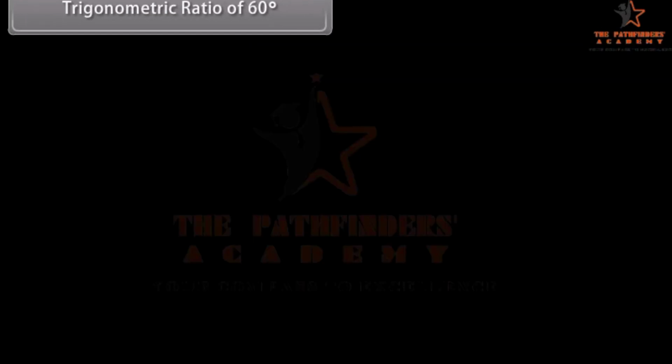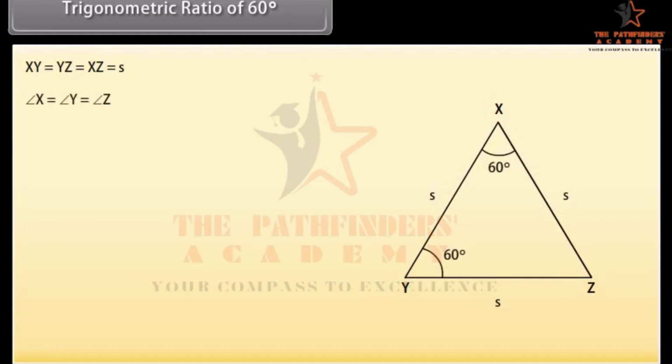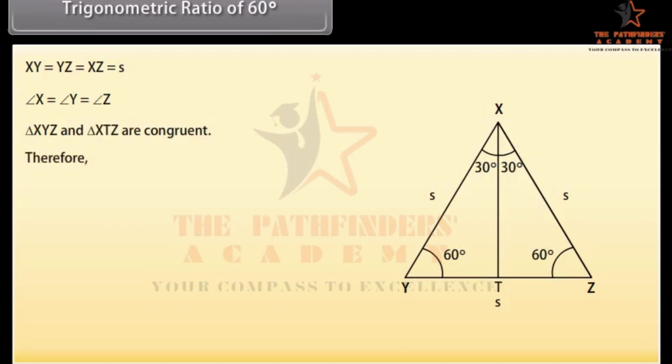Trigonometric ratio of 60 degree. Consider the same equilateral triangle XYZ. Recall that XY is equal to YZ, which equals XZ, which is equal to s. Angle X is equal to angle Y equals angle Z. XT is a perpendicular from vertex X, which intersects side YZ at T. Triangles XYT and XZT are congruent. Therefore, YT is equal to ZT equals 1 upon 2s.